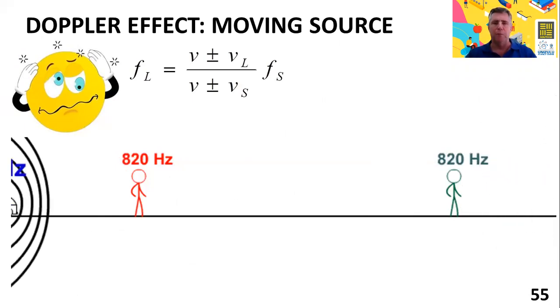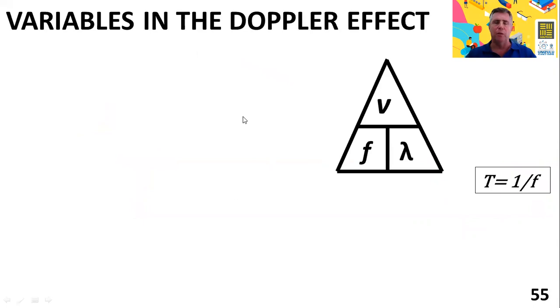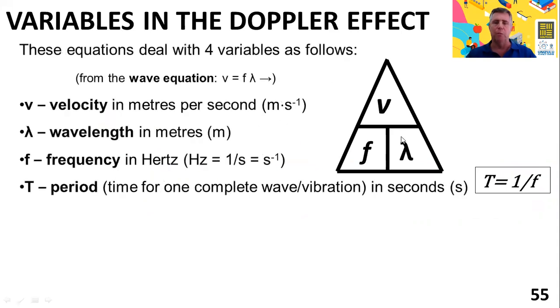So take a look on page 55 of your books, and let's start with the variables which we come across in the Doppler effect, because it's important to understand these. We start with the variables from the wave equation, v equals f lambda. There's four simple variables you should know by now. v is velocity in meters per second. Lambda, the Greek letter, is wavelength in meters. f is frequency in hertz. And a hertz is just the inverse of a second. So 1 hertz is 1 over a second, or s to the minus 1.